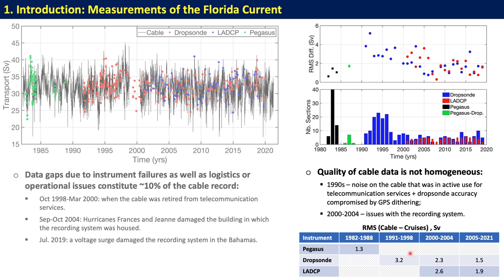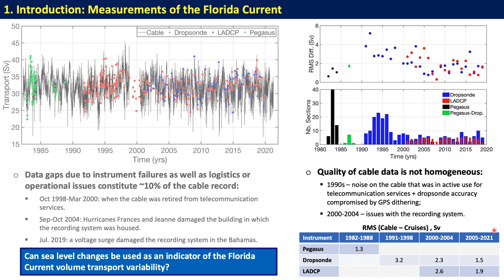The table below shows root mean square differences for selected time intervals. So what can be seen here is that the largest root mean square differences are observed in the 90s, probably because of the noise on the cable that was in active use for telecommunication services, and also because drop zone accuracy was compromised by GPS dithering. In 2000-2004, the recording system had several issues, and probably because of that, the root mean square differences are not great during this time interval. But since 2005, the accuracy has improved, with RMS differences between the cable and drop zone going down to 1.5 Sverdrups.